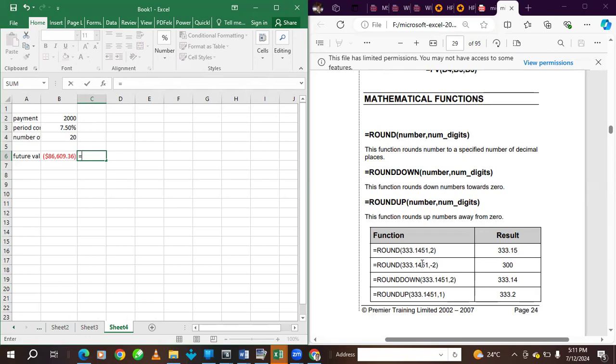Then it truncates. If you want to round to the negative, you'll see equal to round -2. In this particular case, it will be 300. It means what? It's not more than 350. So it will round off those values to the nearest -2, which will be 300 flat.